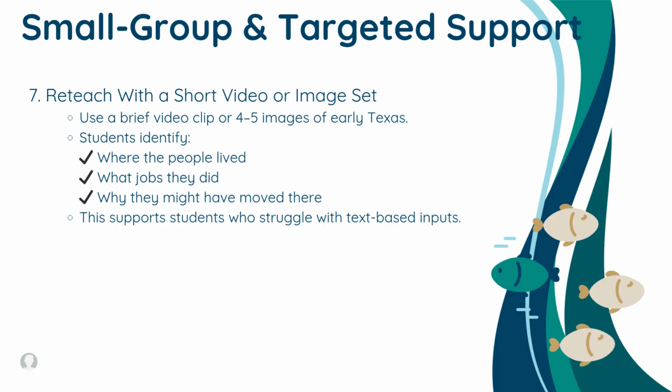A short video or a set of images about early Texas lets them see where people lived, what jobs they did, and why they moved there. You're still asking them to identify and explain, but the input shifts from dense print to visuals. It's a way to rebuild background knowledge before you send them back into reading or writing.